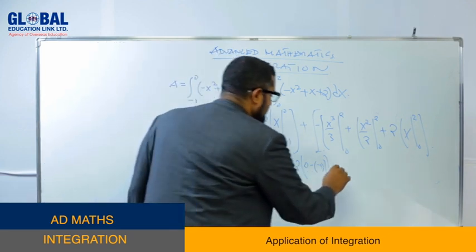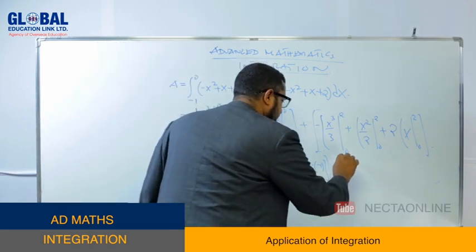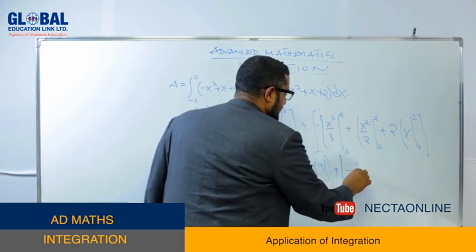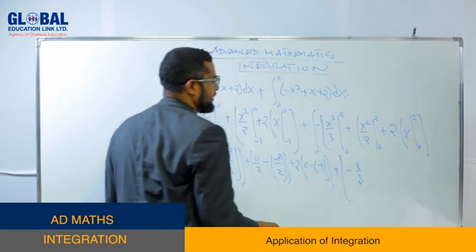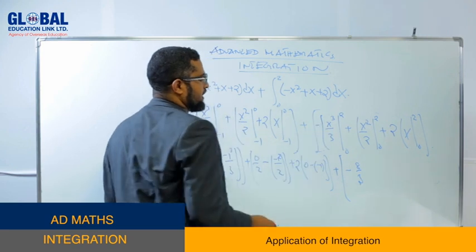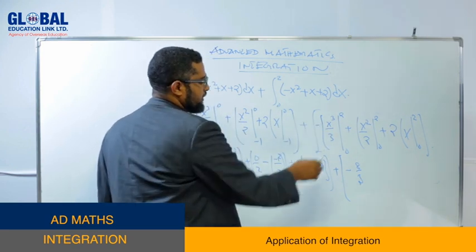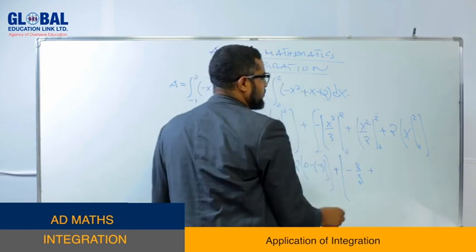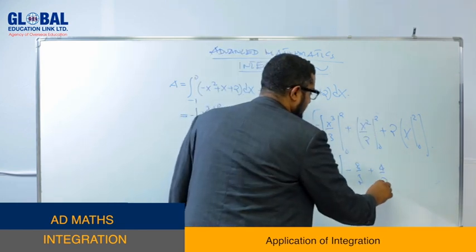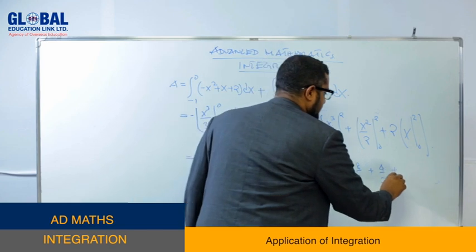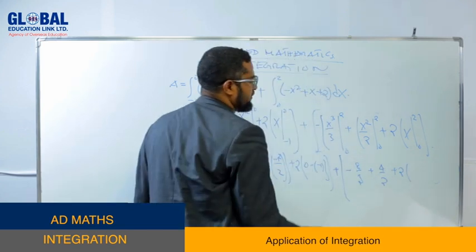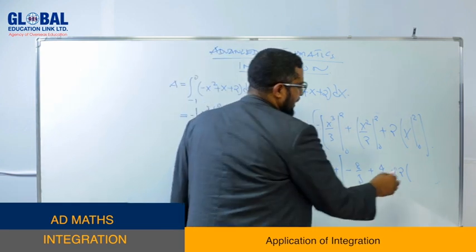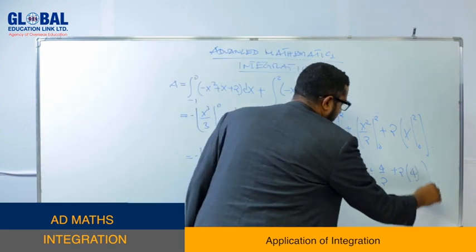Now in the second integral, we'll have negative, this one will be equal to negative 8 over 3, because 2 to the power 3 is 8, and this negative makes it negative 8 over 3. Then we plus 2 to the power 2 is 4, write 4 over 2. Lastly is 2 times the bracket. 2 to the power 2 is just 4, minus 0, make it 4.